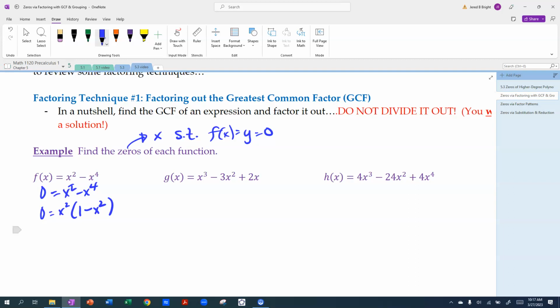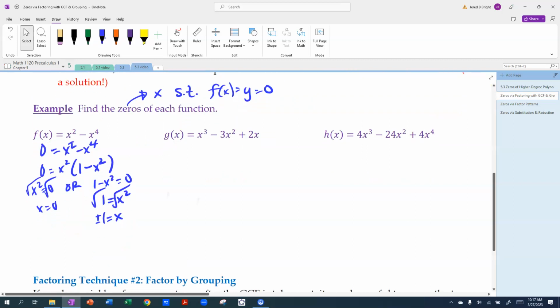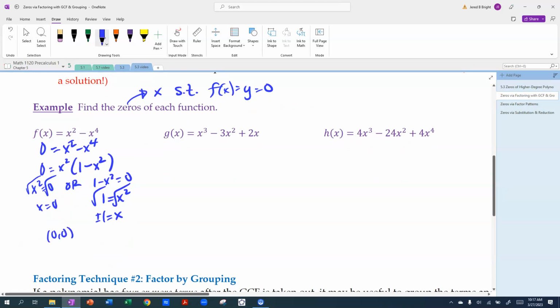And then at this point, you could set each factor equal to 0. So you'd have x squared is equal to 0, or 1 minus x squared is equal to 0. Now you could square root both sides here, and you'd have x is equal to 0. Isolating the x in this one, you'd have 1 is equal to x squared. And then as you introduce a square root, you need a plus and a minus. So plus and minus 1 is equal to x. So I'd have the zeros that are 0, 0. Typically, we write these as coordinates 1, 0, and negative 1, 0 for this first one. There we go. Easy peasy, right?